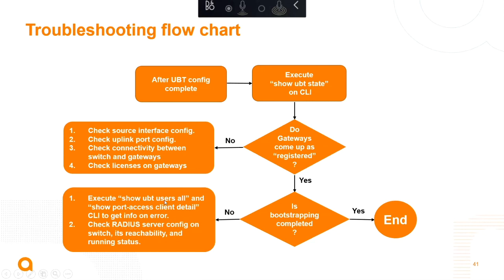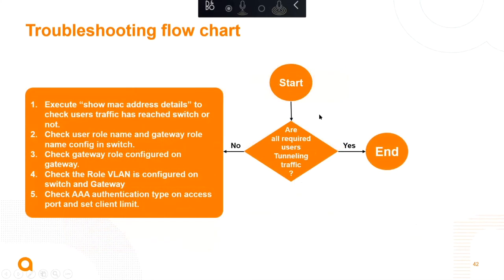We have to see the configuration on the switch, the uplink connectivity to the gateways, and we have to see the license on the gateway. Second is the user registration on the gateway. If it happens correctly, that will be shown by the show ubt users all command. If it gives some error, then we need to see whether there is a problem with the authentication or with the authorization with these two commands, as well as whether the Redis server is reachable or not.